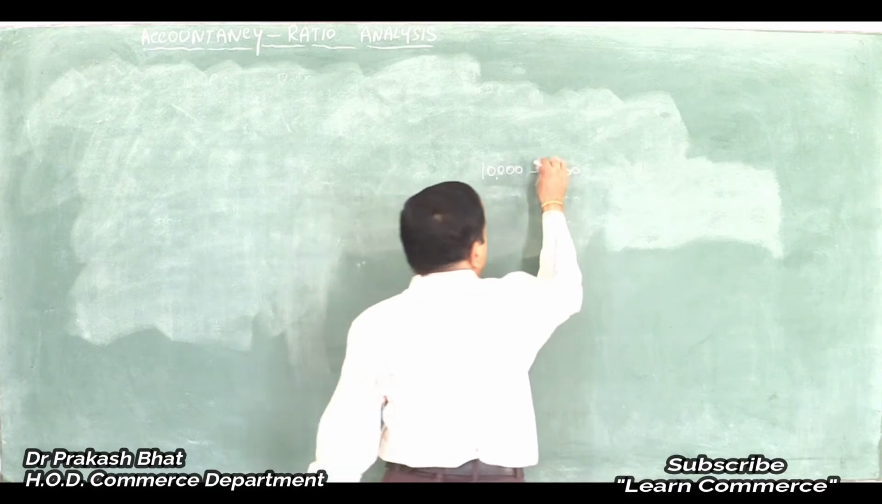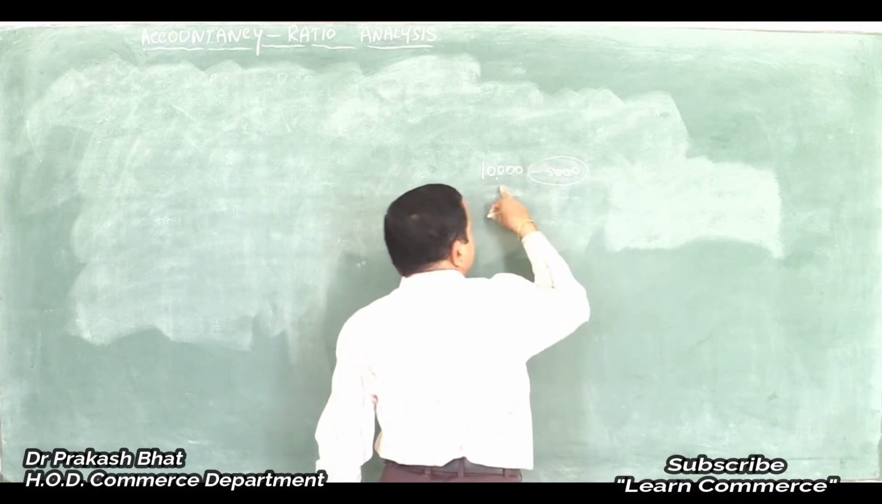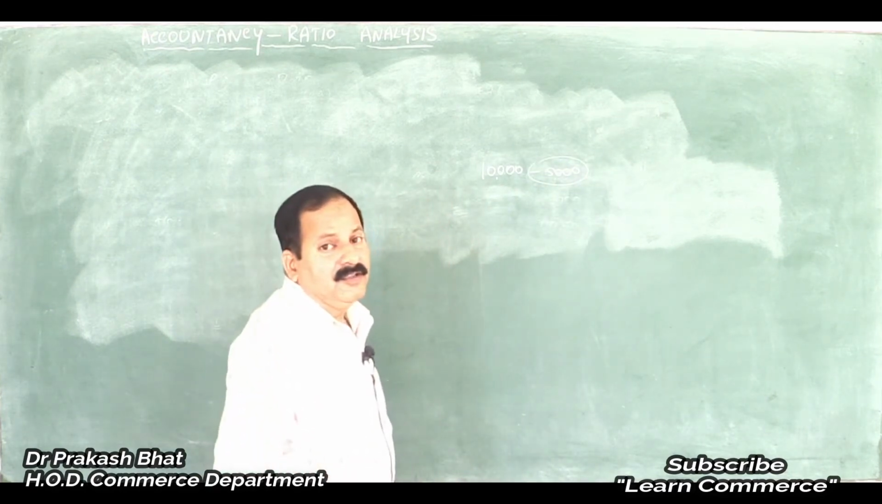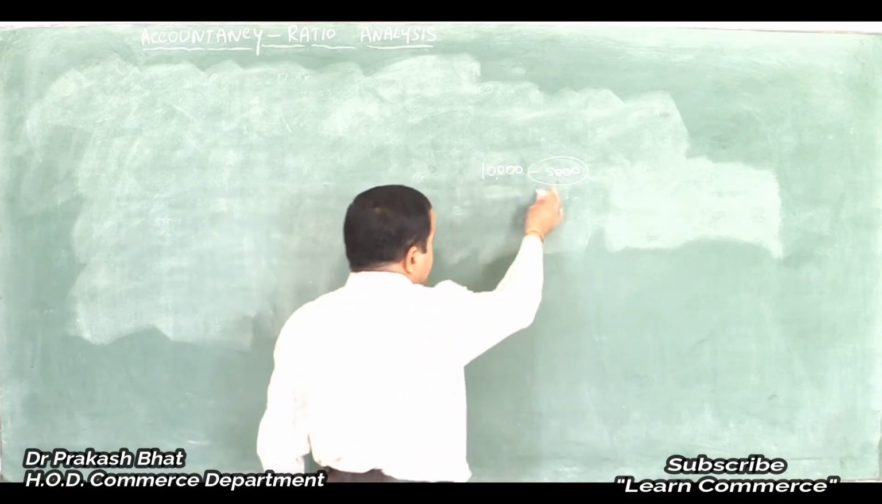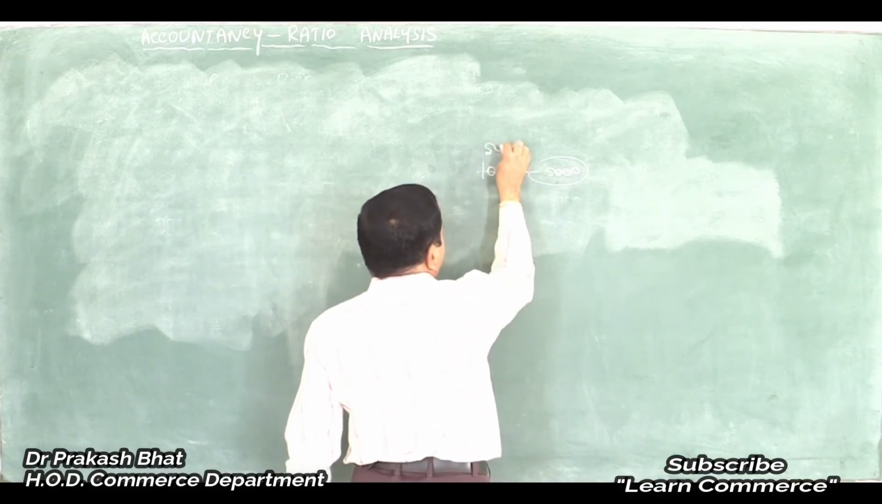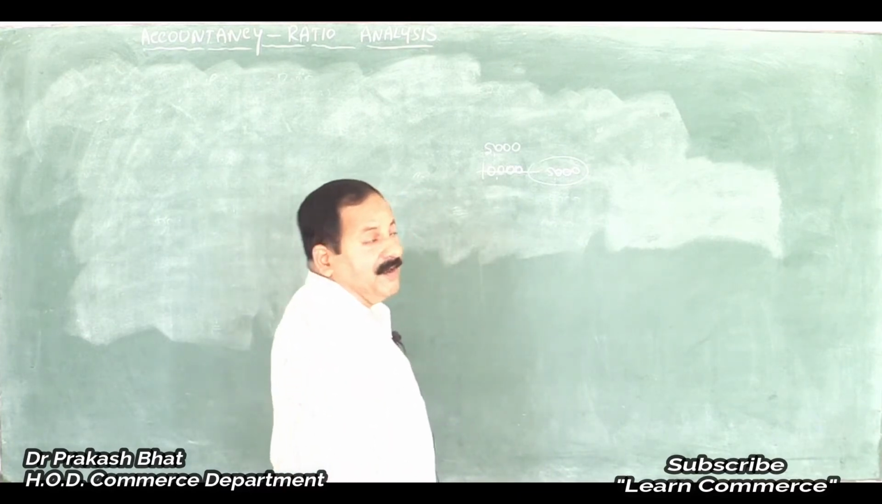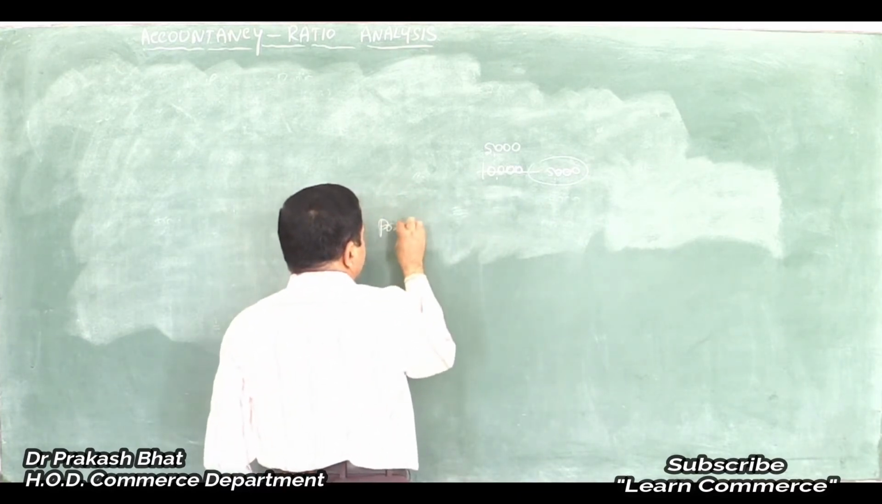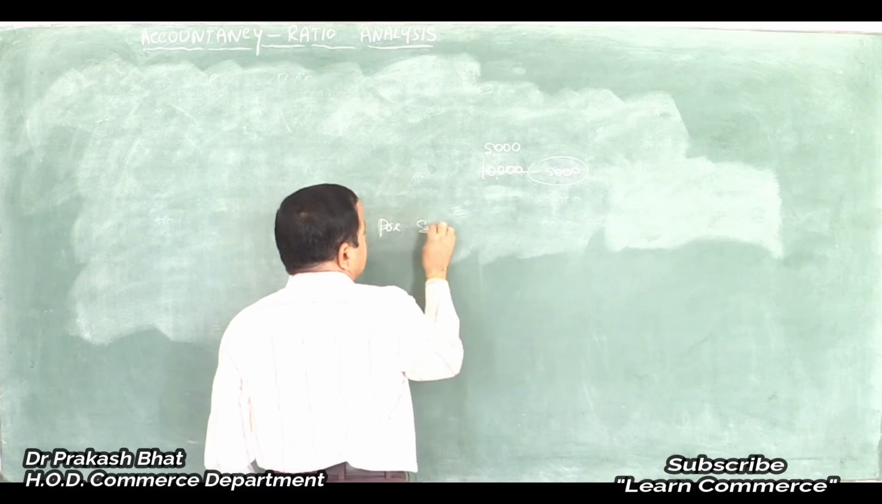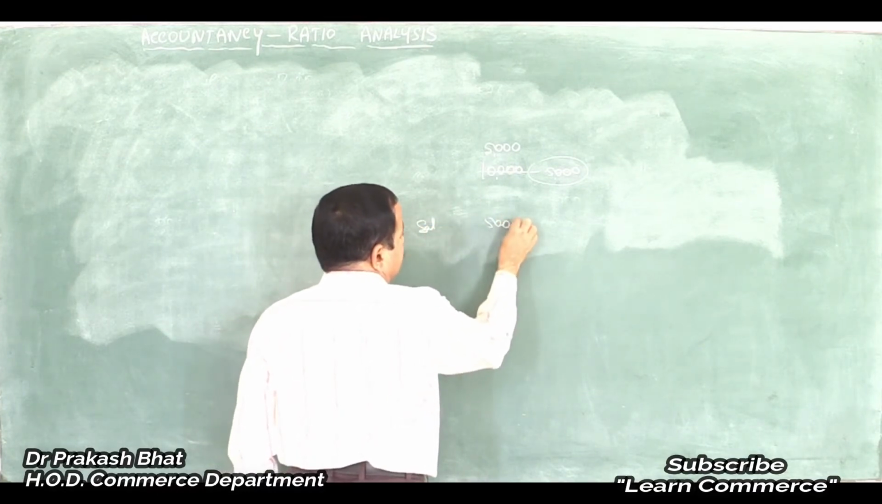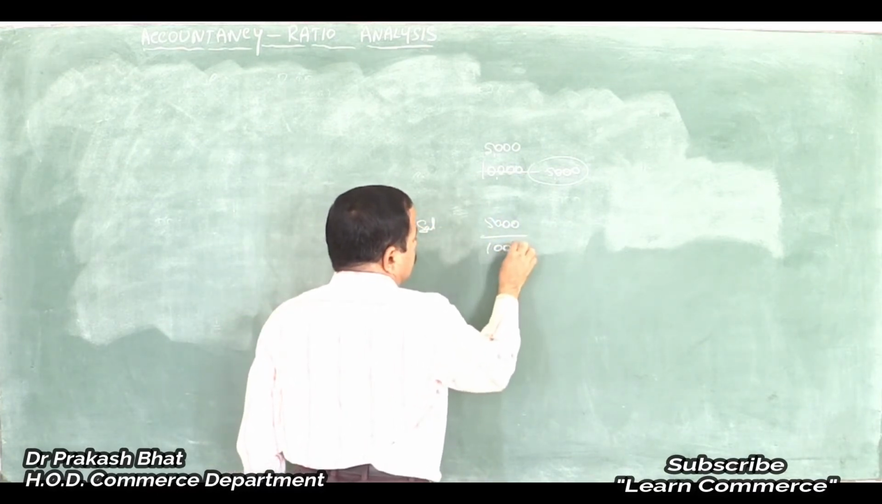If this is not paid, what happens? Then cash balance would have been 10,000. As it is paid, your cash balance gets reduced to 5,000 and one more asset gets created, that is prepaid salaries. Am I correct? Prepaid salaries. So 5,000 will come here. Ultimately it will be 10,000 only, friends.